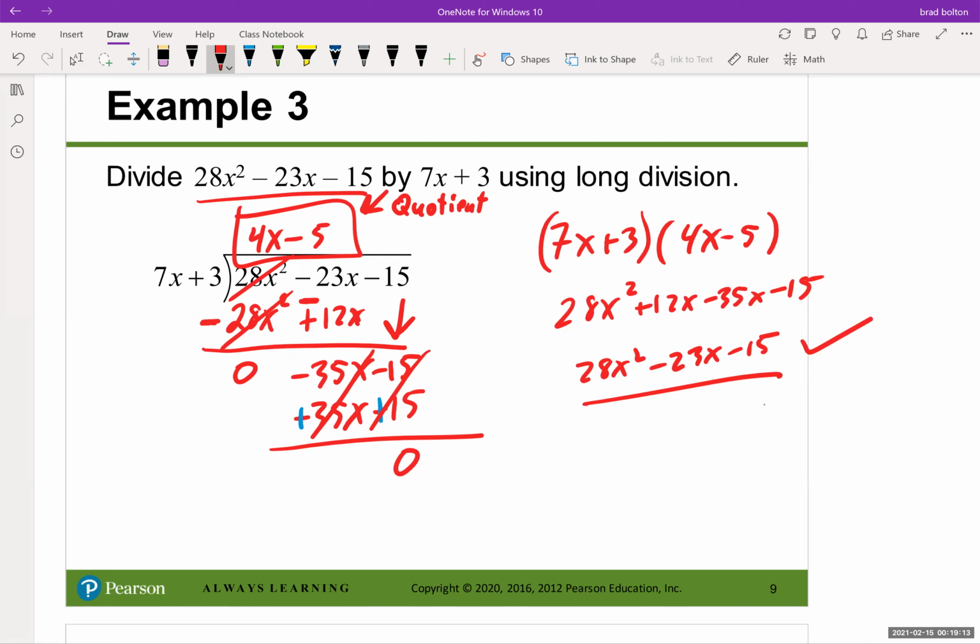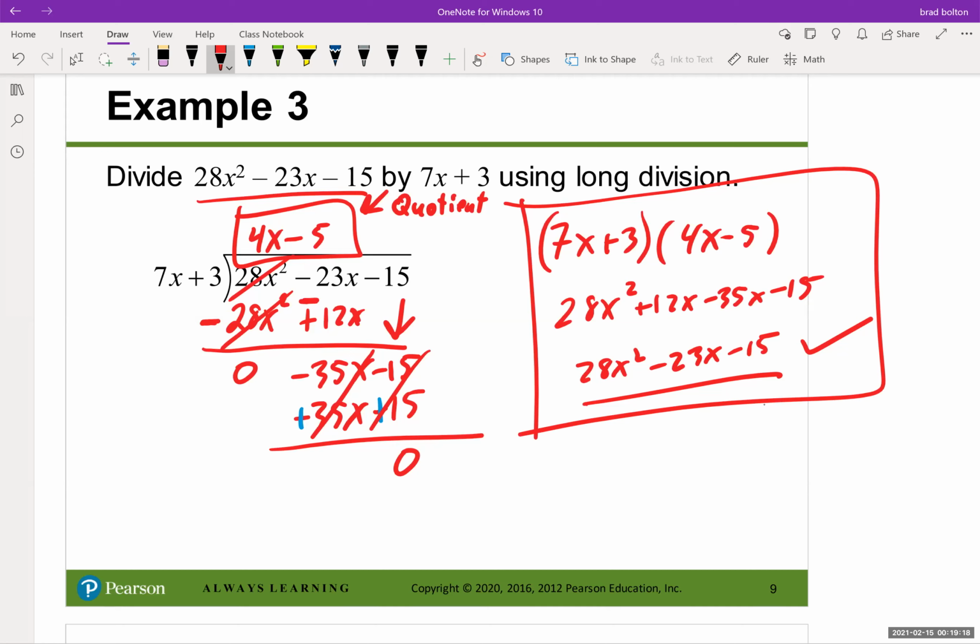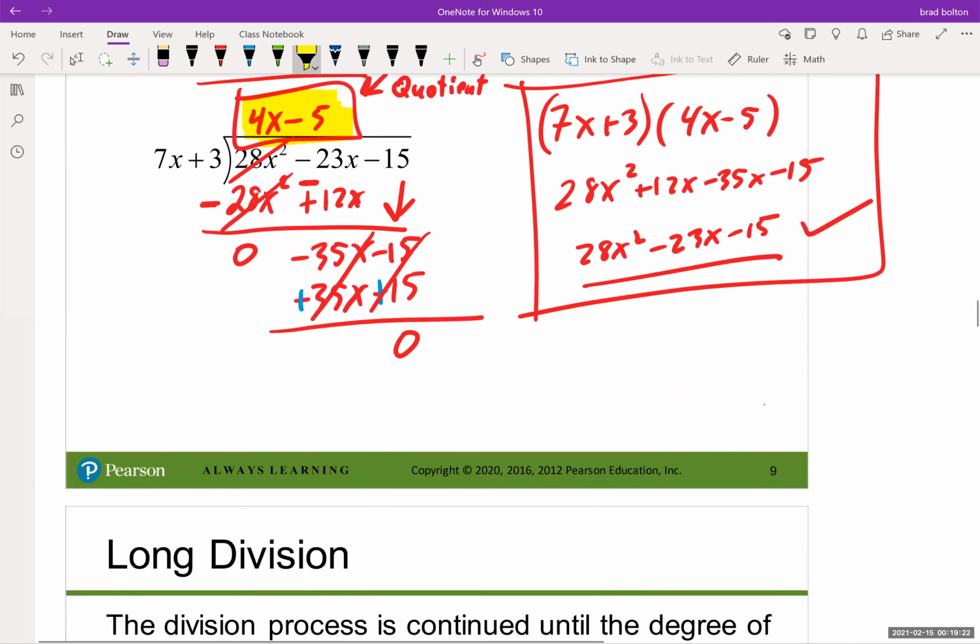So this is like our check. You don't have to do this part over here. I'm just showing you that I know I'm right. So our final answer is actually what's right here, 4x minus 5. When we divided, we got 4x minus 5.